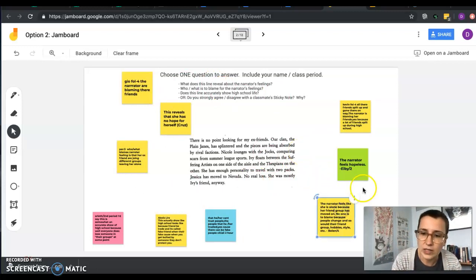Take a look here at Belens. No one is to blame because people change, and so would their friends, groups, hobbies, styles, etc. What I like about her statement is it gives a reason why she thinks no one is to blame. You might disagree with her, but your reason should be strong, right? And should be connected to the text. Okay? So that's our second push for you, is have a strong because statement.